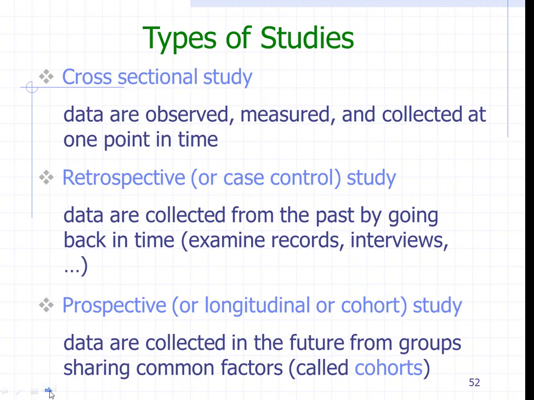And then we have prospective studies, which are also called longitudinal or cohort studies. So data are collected from groups going forward. If in 2014 you saw the movie Boyhood, they follow a boy from I think preschool till he's ready for college. That would be a prospective study.